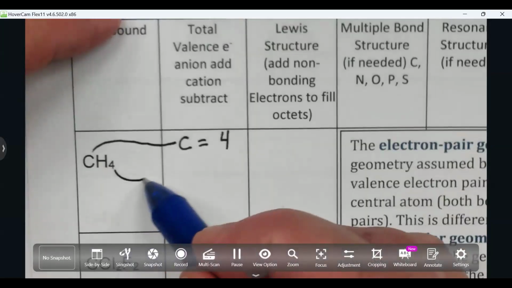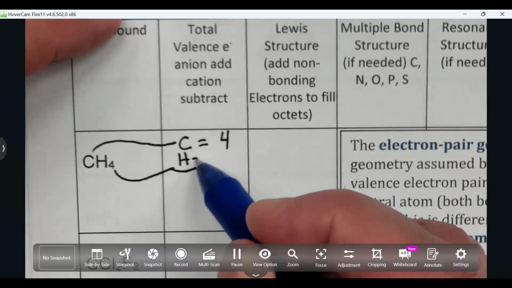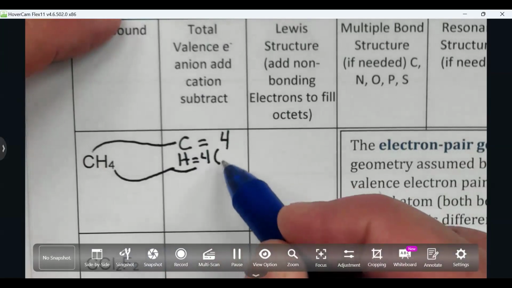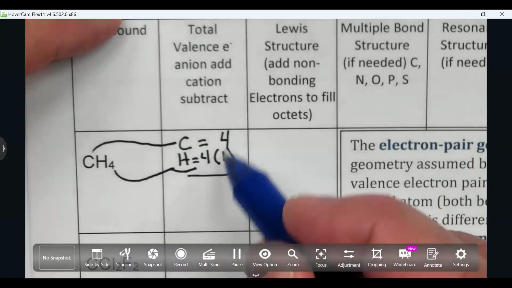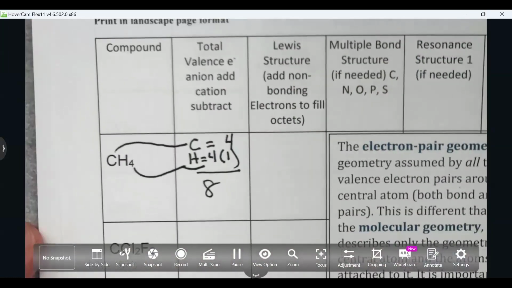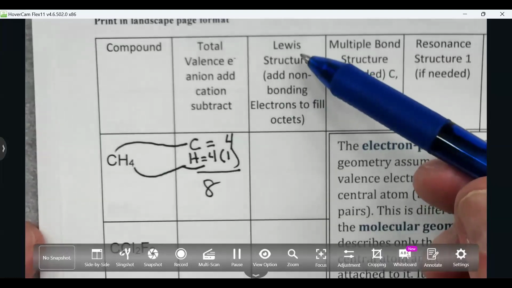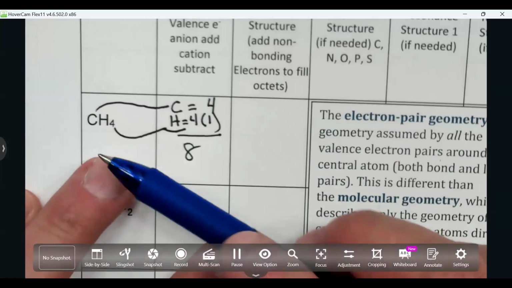How many valence electrons for hydrogen? Group 1, yes? So I have 4 plus 4. I have 8 valence electrons. That's step 1. Step 2 is to put your central atom.